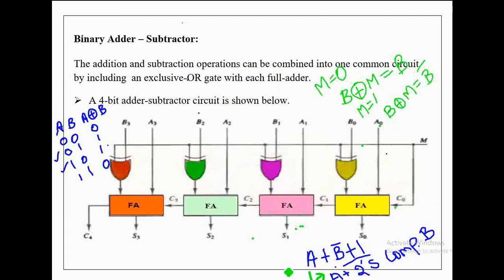So when this operation is performed, that is A plus B bar plus 1 is performed, it is equivalent to A plus 2's complement of B. Here B bar plus 1, it is equivalent to 2's complement of B.